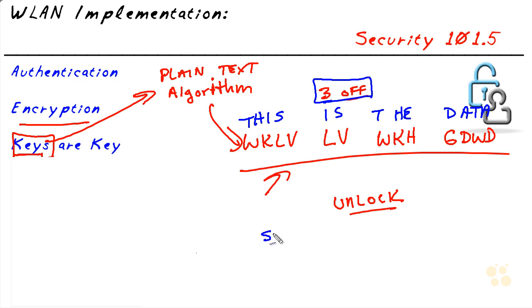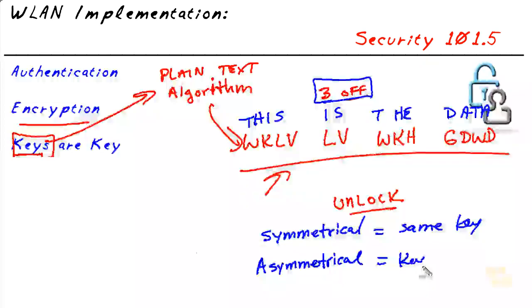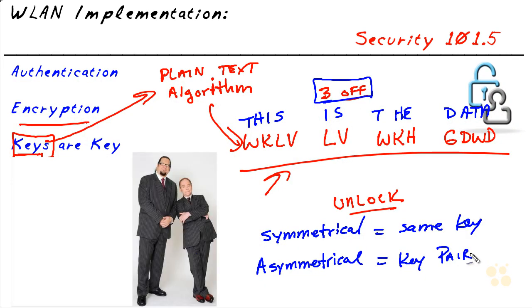And with something called symmetrical algorithms, we use the same key on both sides. So in this simple example of the Caesar cipher, our encryption method was to move the characters 3 off of their original position, and we use that same logic to decrypt it. That is symmetrical encryption. There's another option called asymmetrical, and with asymmetrical we use a key pair. And whenever I think of a key pair, I think of Penn and Teller. There are 2 people that work very well together, but they're very different.